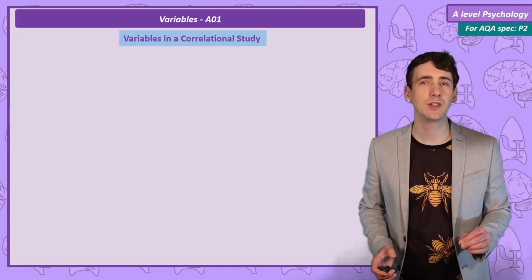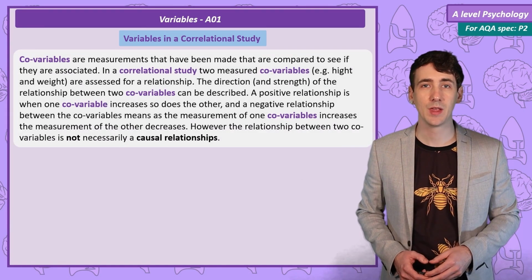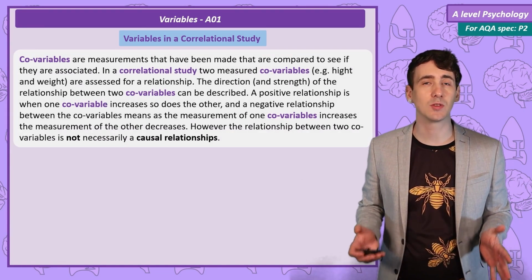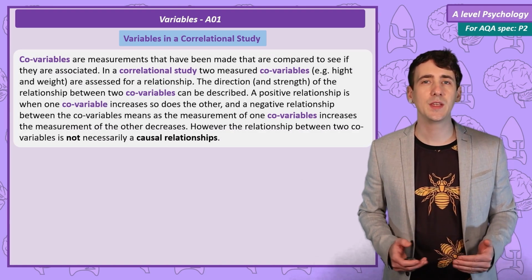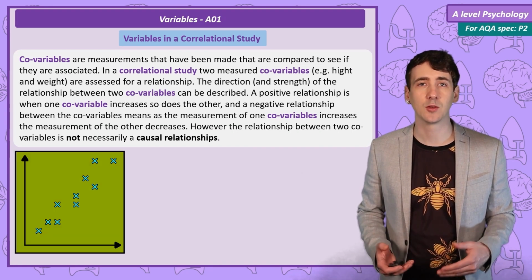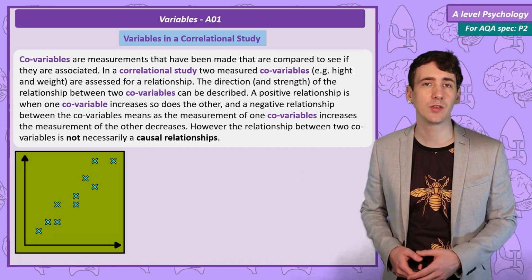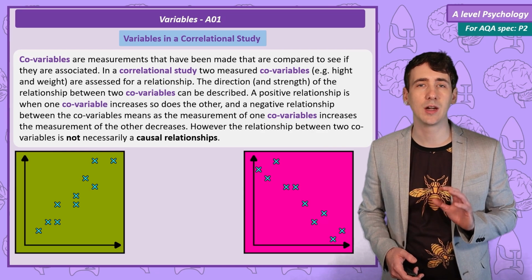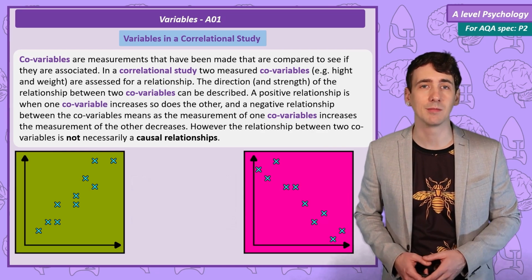Types of variable. In correlational studies, researchers measure covariables. They take two measurements and then compare the measurements looking for relationships. These can be positive relationships. As one covariable increases, so does the other. Or negative, as one covariable goes up, the other one goes down.